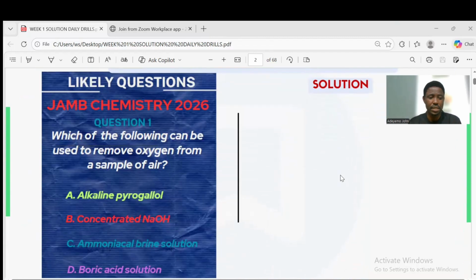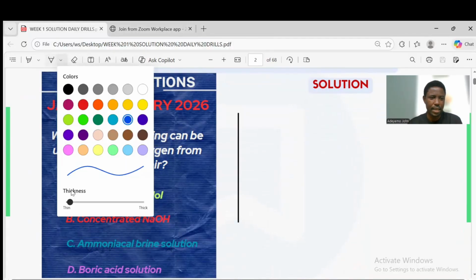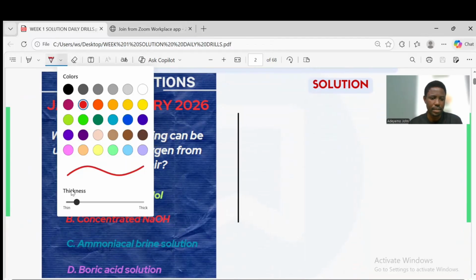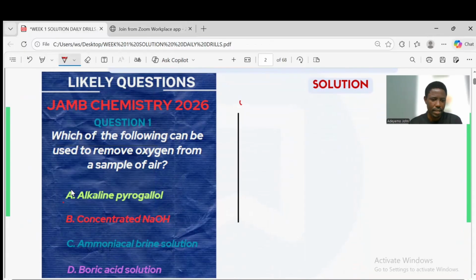The first question says, which of the following can be used to remove oxygen from a sample of air? That is alkaline pyrogallol. All right, the answer is what? Alkaline pyrogallol. So let me pick a red pen so I can use it to mark the answer.